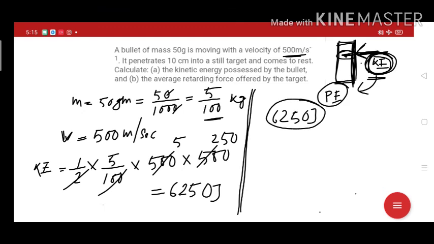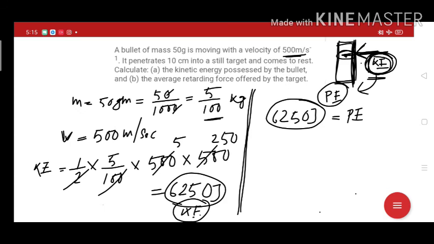How? There it was kinetic energy. Now the bullet has been stopped in the target. It is now still. So the whole kinetic energy is changed into potential energy. That means still the bullet is having 6250 joule, but the form of energy is now potential, as the bullet is not moving. It is still.